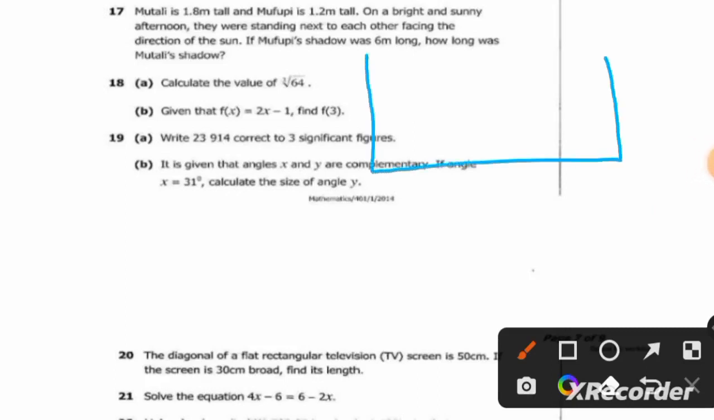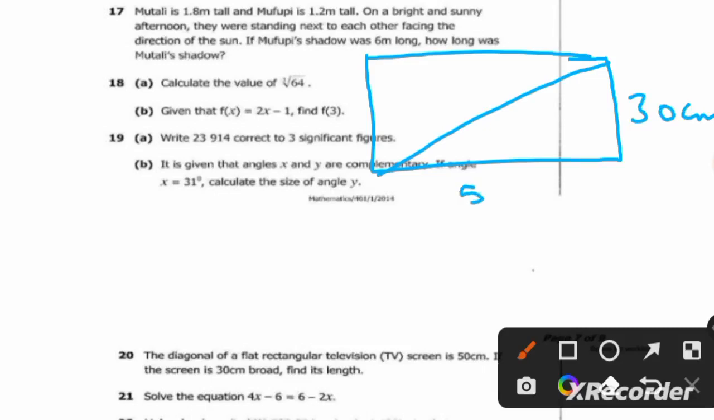so we are going to draw a shape looking like this one. So we are told that here there is 30 centimeters. Here there is 50 centimeters. And we can see that this one is forming a 90 degrees. So we are going to use the Pythagoras theorem to solve this question. So as we can see, this one is the hypotenuse.